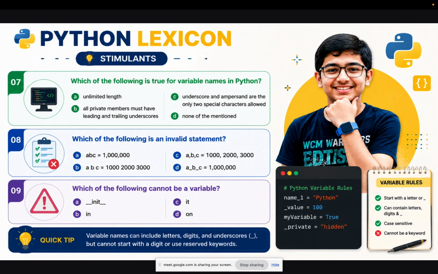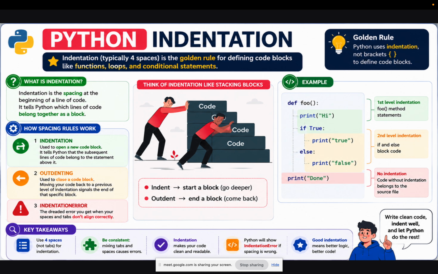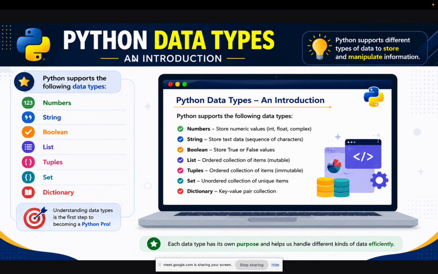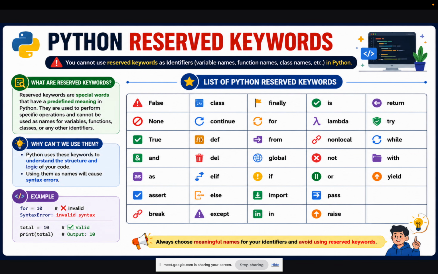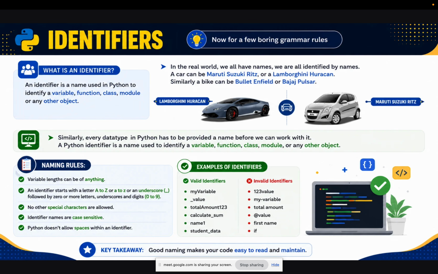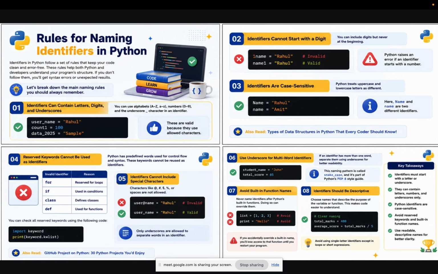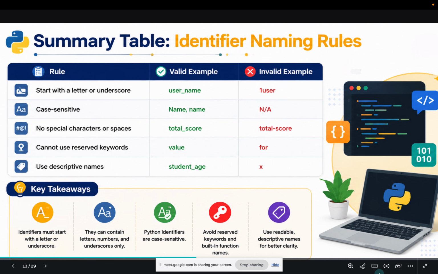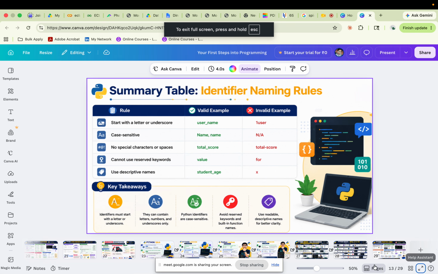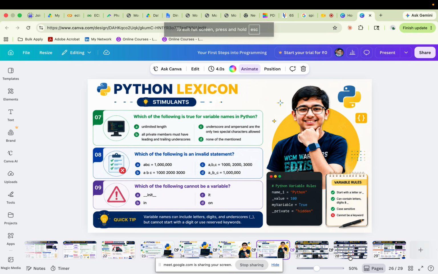If you are adding a space in Python, it will not be allowed. The same thing I explained when we were learning the rules of Python. If you remember, Python doesn't allow space within an identifier. The same thing I mentioned. If you include a space, it will not be okay. I hope you understand all the answers.